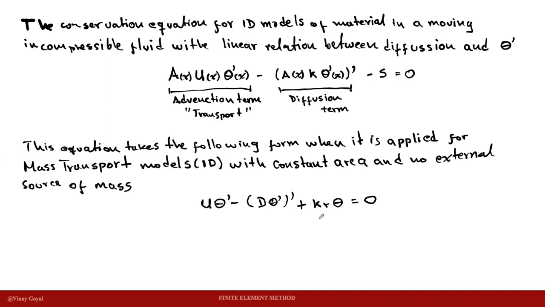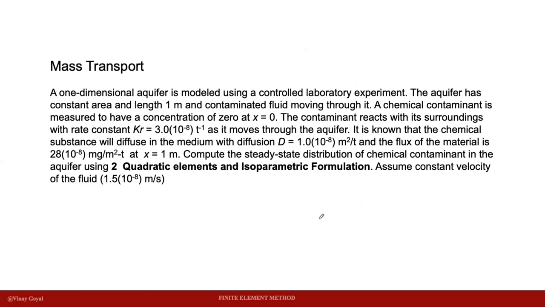But to do that, let's see a special case. Let's apply this equation to this problem. We have a one-dimensional aquifer, which is modeled using a controlled laboratory experiment. The aquifer has constant area and length 1 meter, with concentrated fluid moving through it. A chemical contaminant is measured to have a concentration of zero at x equals zero, which is our essential boundary condition in the problem. The contaminant reacts with its surroundings with a rate constant KR as it moves through the aquifer. The chemical substance will diffuse in the medium with a known diffusion D, and the flux of the material is also known at x equals 1 meter. So this is our natural boundary condition of the problem, all right?